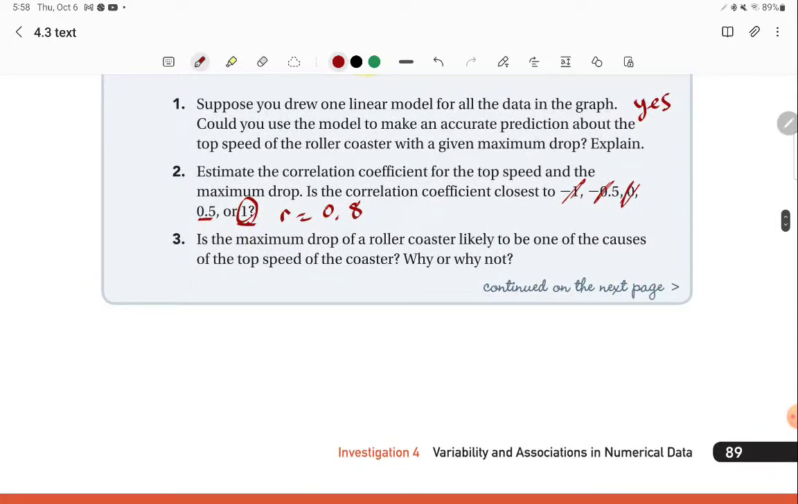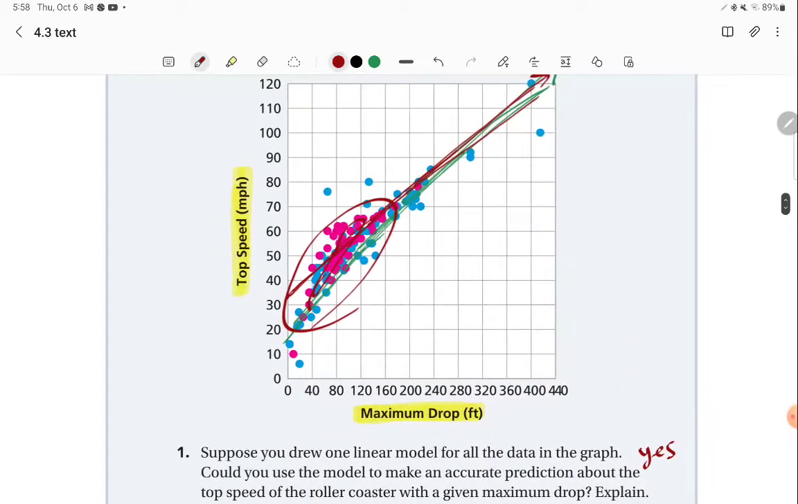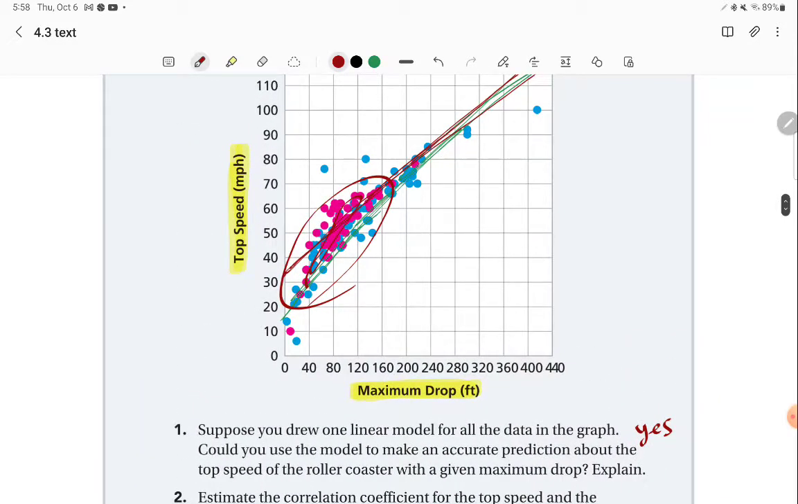And then on 3, is the maximum drop of the roller coaster likely to be one of the causes of the top speed? Absolutely. If you look at the maximum drop right here, as the maximum drop increases, the top speed increases as well. So there's definitely a correlation between maximum drop and top speed here.